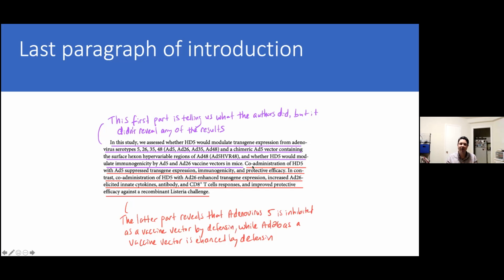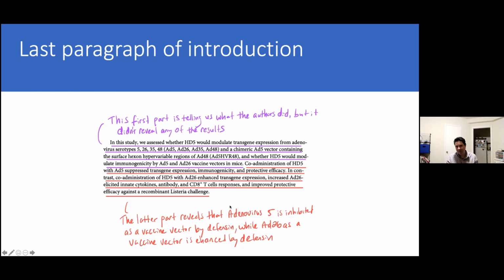It's the second part of this last paragraph that does. What it basically says is the latter part reveals that adenovirus 5 is inhibited as a vaccine vector by defensin, while AD26 as a vaccine vector is enhanced by defensin. And there's also other terminology in here, such as innate cytokines, antibodies, CD8 T cell responses. Just keep in mind, the first time you skim through a manuscript, you don't have to look in excruciating detail, right? You could leave out some of this information. If you just group this into immune responses, that might be enough for you.